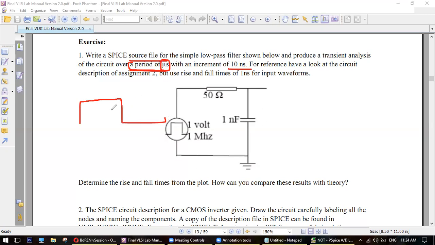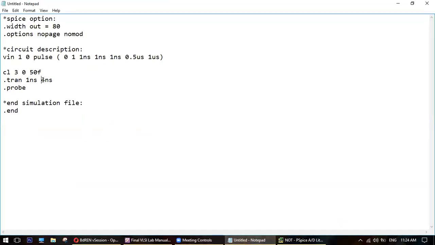Only 1 cycle we can check. We can see. Got my point? That means we have to do the transient analysis over a period of 1 microsecond, with an increment of 10 nanosecond. Okay, fine. It is given already, so we cannot do anything else. So it will be 1 microsecond and it will be 10 nanosecond.